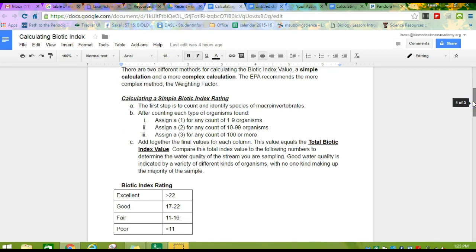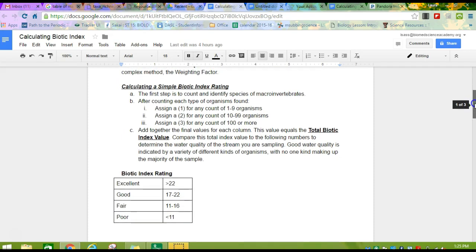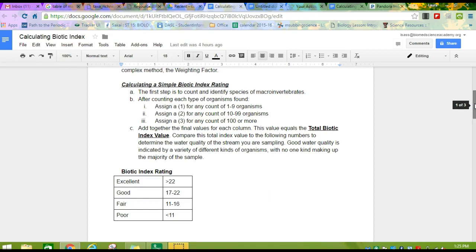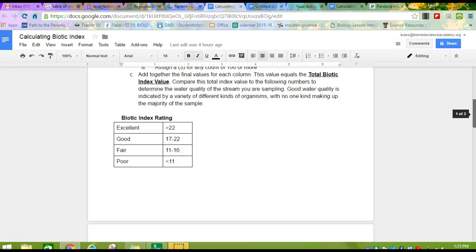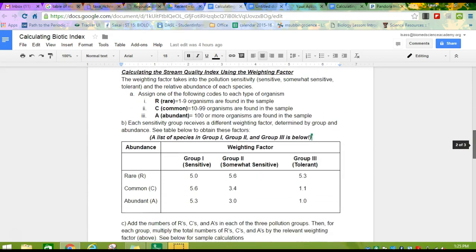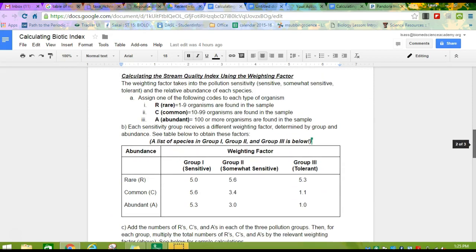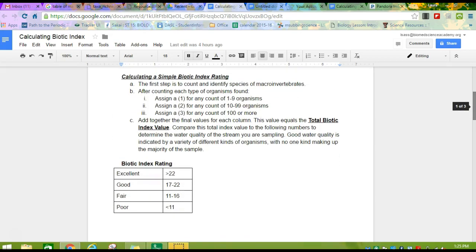So there's two different ways to do this. There's a simple biotic index rating, and I'll walk through an example showing you how to use this, but the directions are all laid out here. And there's a more complicated index rating called the weighting factor. The big difference here is your simple biotic index rating is simply taking into account how many organisms you have. So that gives us, we talked about here, the total biotic index value.